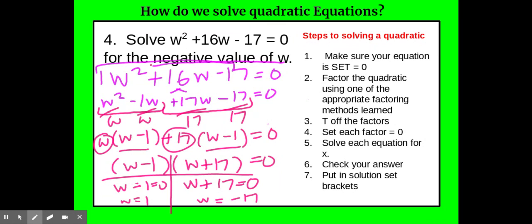Now we go back. We want our negative value. So we know we want w equals negative 17 and not the w equals 1. So we're going to reject the other one. Reject. And our final answer would be w equals negative 17. You could check your answer in your calculator, but just make sure you pause the video and get all this down. And you're going to now try the rest of the questions on the Google form by yourself.